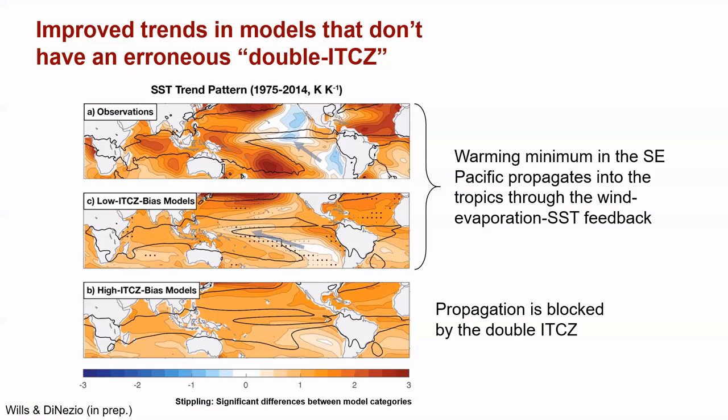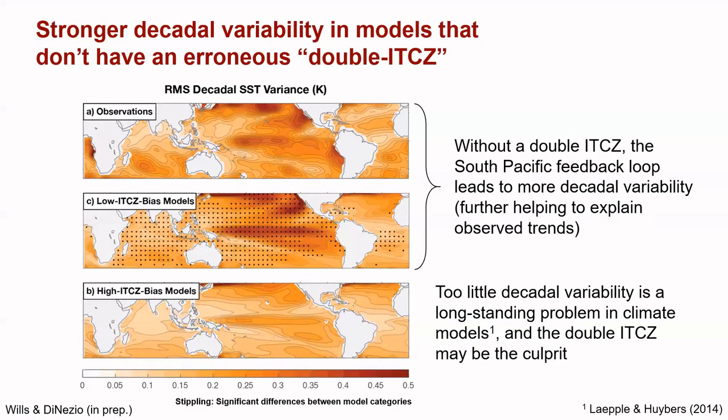But in models that have a large ITCZ bias, you don't get this propagation of the relative warming minimum to the equator at all. And so there is a significant difference between these two. And while this doesn't quite explain all the way to the observations, another interesting result that came out of this work is that these models also have much stronger multi-decadal variability in SSTs in the tropical Pacific. And so here it's significant everywhere. These models have much more decadal variability throughout the tropical, subtropical Pacific and Indo-Pacific. And this is somewhat in line with observations.